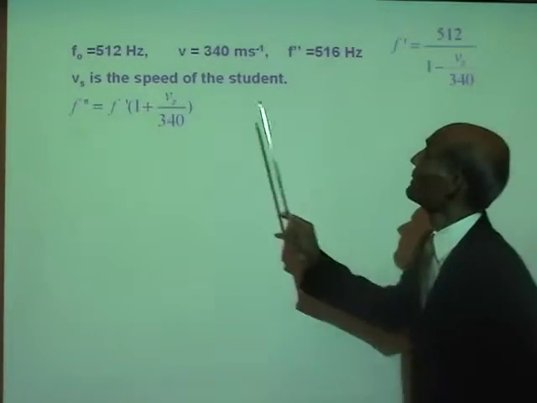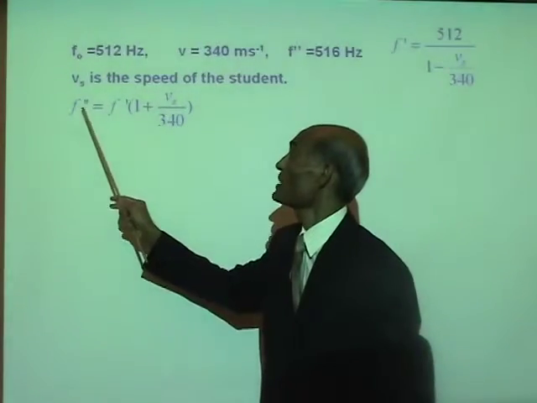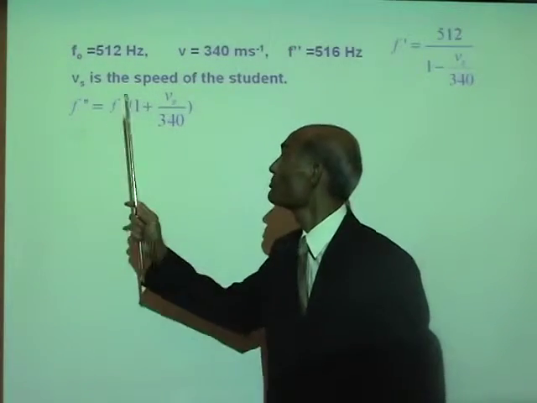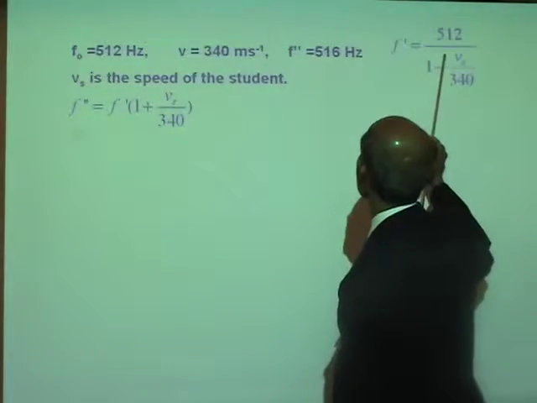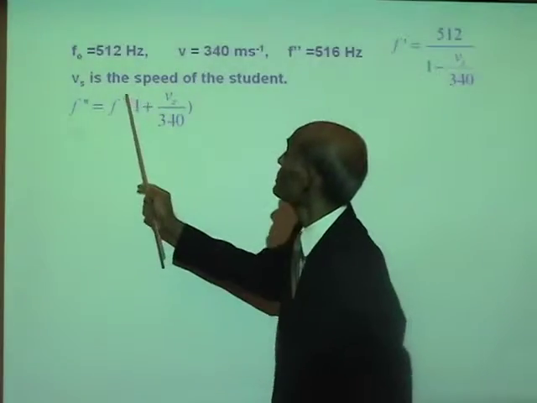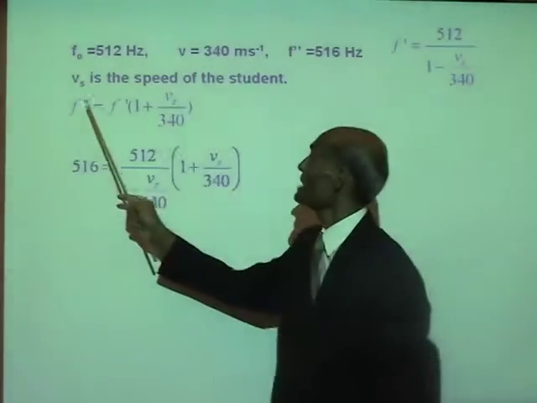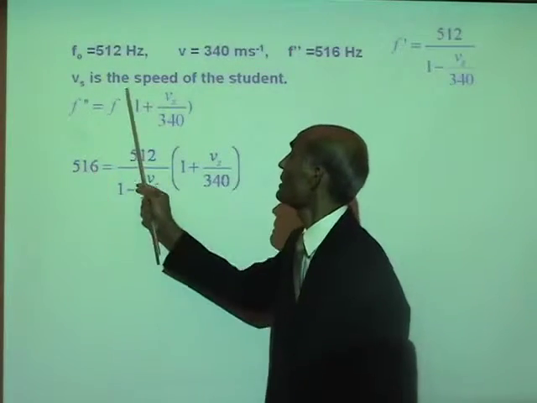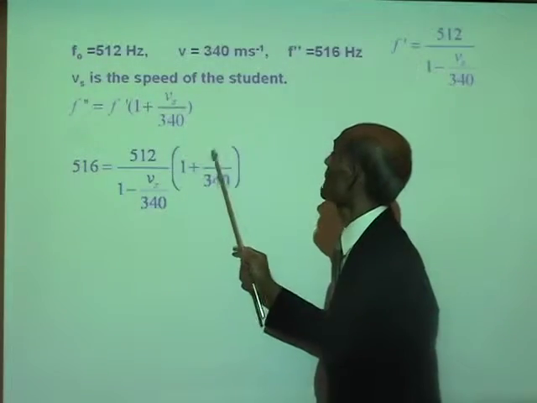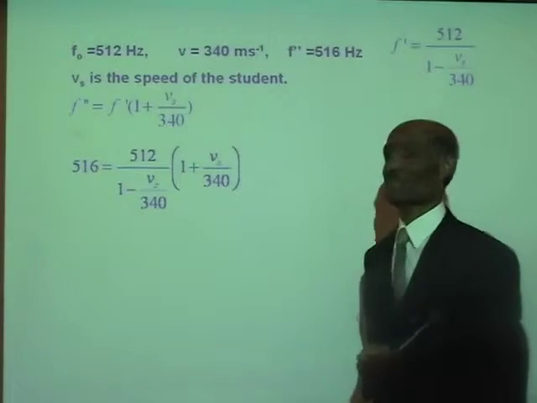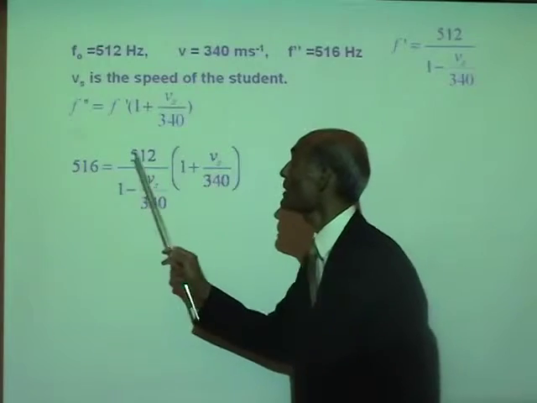Let's go now. F double prime equal to, this is the formula we have. This is the frequency as the student hears as the student moves towards the wall. F prime is the frequency coming from the wall, and that is this quantity. So what we're going to do is replace this f prime by this quantity. So f double prime is 516, f prime equal to this quantity, and this is 1 plus Vs over 340. Now, how many of you can solve this problem? There is only one unknown here.